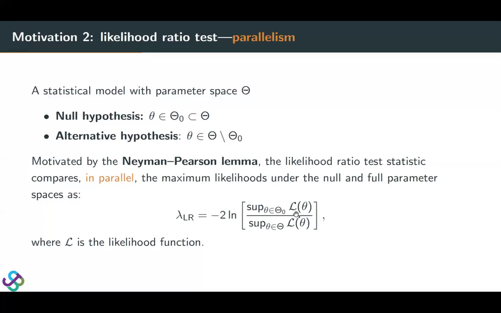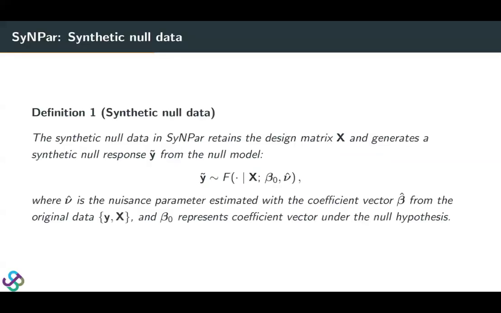So here our question is, can we generalize the idea by not saying we just compare the likelihoods, but can we turn the likelihood into a data set? For the alternative hypothesis without constraint, we can just use our original data. That's the no constraint case. But for the null model with constraint, can we provide data that looks like the original data, but is under the null hypothesis? So that's our motivation for this synthetic null data parallelism.